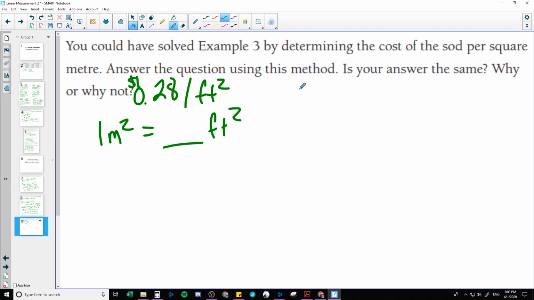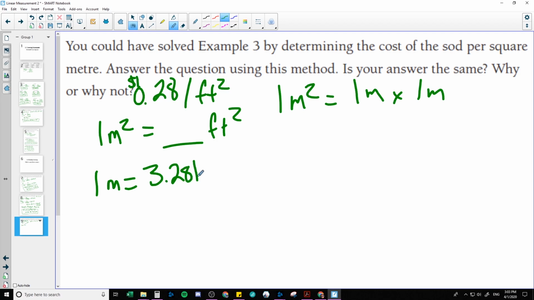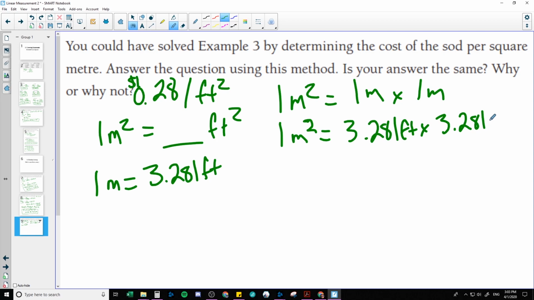So in order to do this, what we need to do is 1 meter squared equals 1 meter times 1 meter, right? This is how you get this area, is 1 meter times 1 meter equals 1 meter squared. Now 1 meter equals how many feet? We know from our chart, it's 3.281 feet. So 1 meter squared is going to equal 3.281 times 3.281.